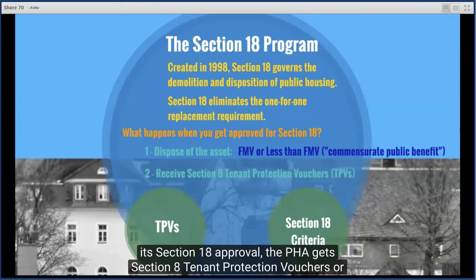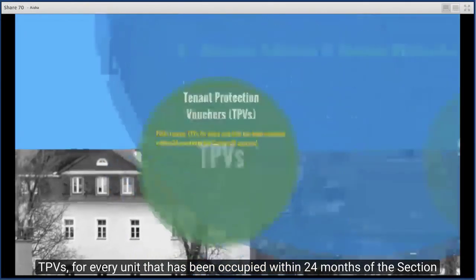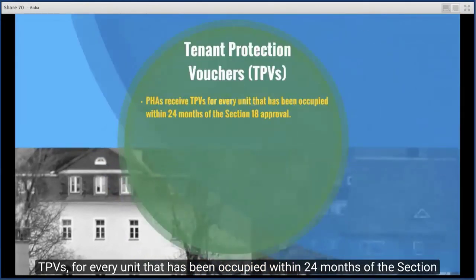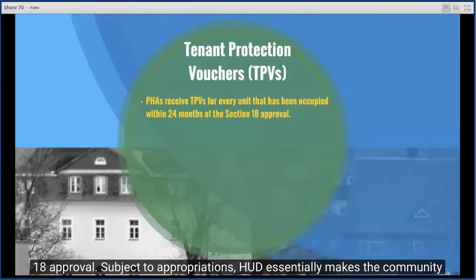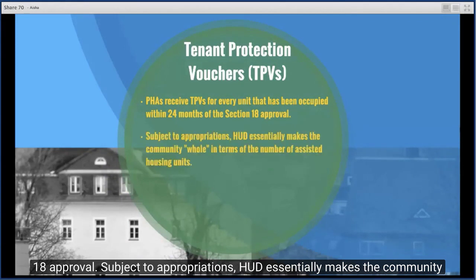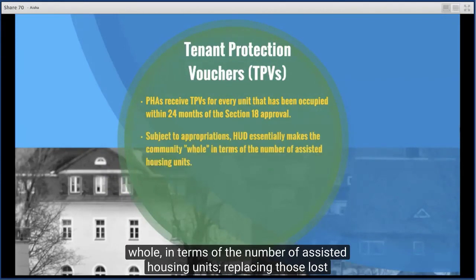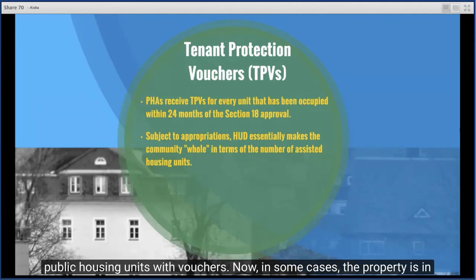Second, with its Section 18 approval, the PHA gets Section 8 tenant protection vouchers, or TPVs, for every unit that has been occupied within 24 months of the Section 18 approval. Subject to appropriations, HUD essentially makes the community whole in terms of the number of assisted housing units, replacing those lost public housing units with vouchers.